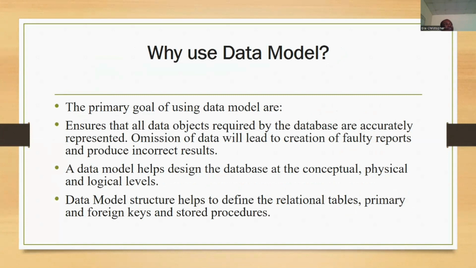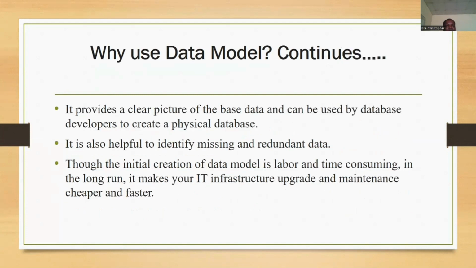Okay, what are the relationships between this table and this table? What are the relationships between academic staff and non-academic staff? What are the relationships between the students and the academic staff or the instructor? So all these things are being captured in the data model, because the failure of the data model will make your database fail completely. Okay. So why use a data model?